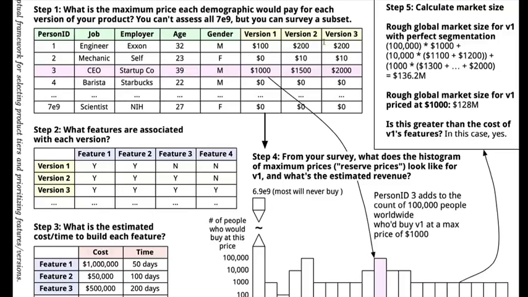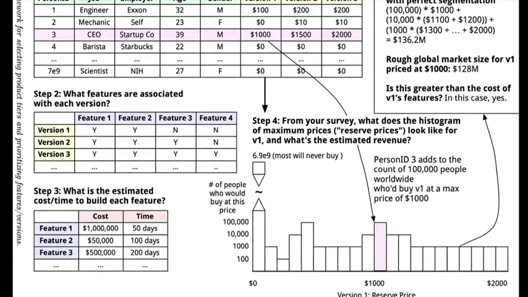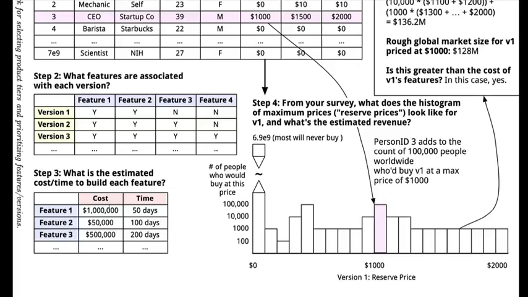So then here are the versions, and each version has corresponding features. For example, in this case, we've got feature 1 and feature 2 in version 1, and features 1, 2, and 3 in version 2. And then finally, we've got a table here that shows how much cost and time is required to build each feature.